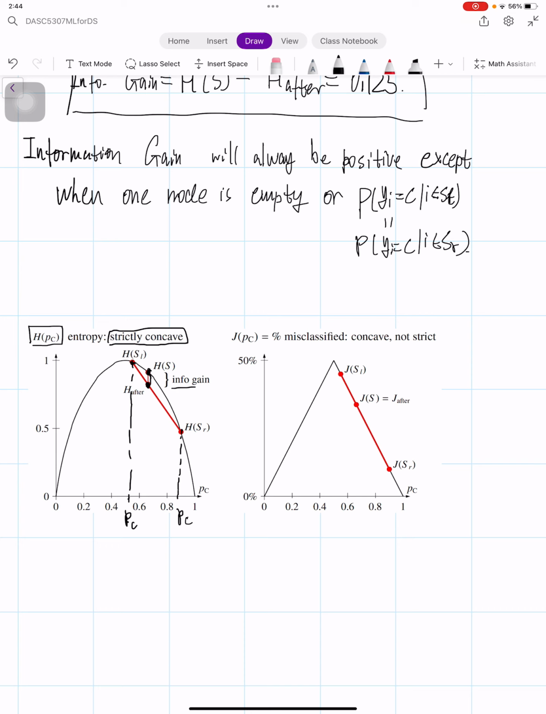The information gain is the vertical distance between them. So this is the information gain. So the information gain is positive unless the two child sets both have exactly the same P C. Suppose in that scenario you have two points with the same probabilities. Then the gain is 0.